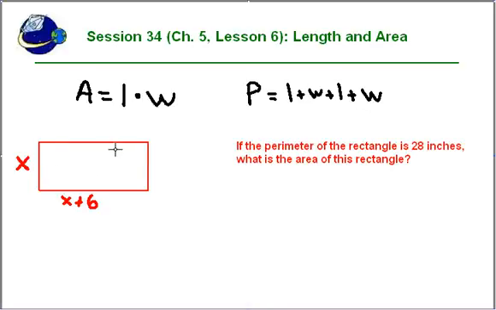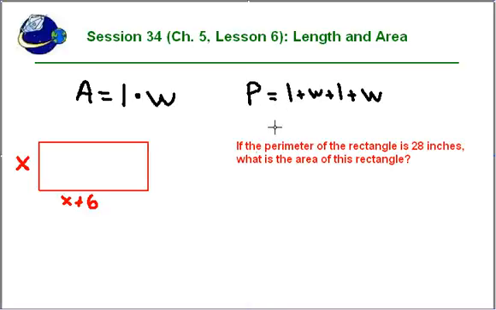Because remember, in a rectangle, opposite sides are the same length. So if this letter X represents your width, you also have the exact same width over here. And if this is your length, you have the exact same length up here as well. So those are the two formulas.